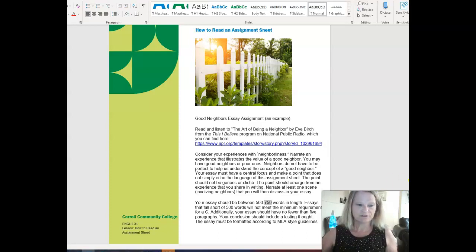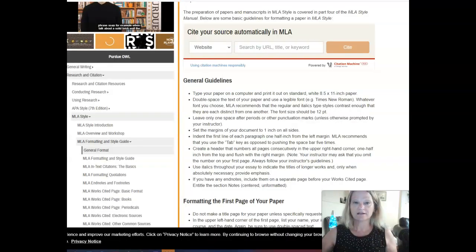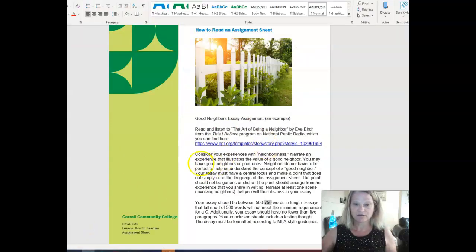When you go to this location, I hope you see that you can both read the assignment and you can listen to it. That's not something that's true of every resource that your instructor will give to you, but I would not begin the essay without doing both. So I would read this essay and then I would listen to The Art of Being a Neighbor. It's actually a wonderful example of the kind of essay that you're being asked to write in the assignment sheet that I have here in the background. Okay, let's go on.